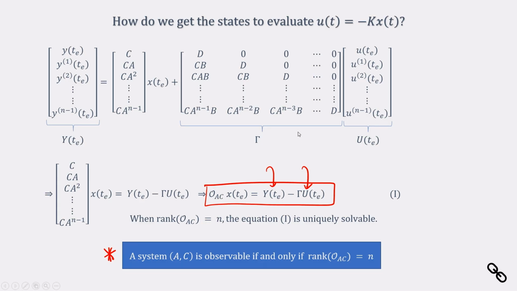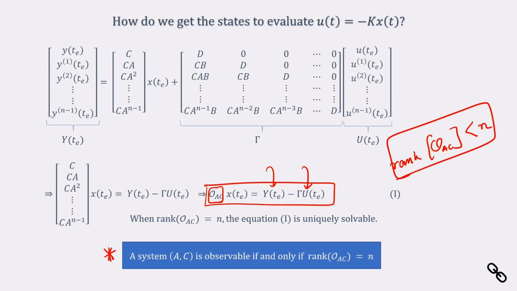When will a system be not observable? A system will not be observable if the rank of the observability matrix is less than n, right. In that case, the system will not be observable. Now, if such a case happens, then what will happen?